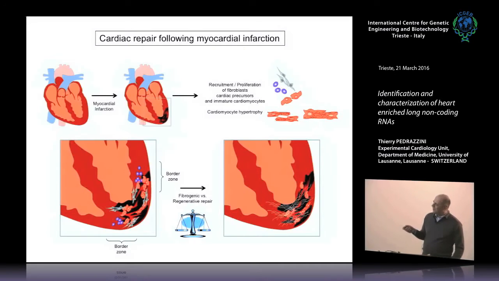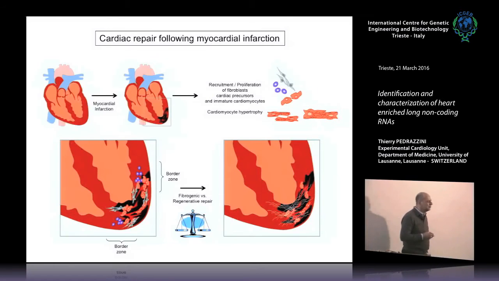And in the heart, you end up with this fibrotic scar that is very detrimental, again, in terms of mortality and morbidity. So the whole idea is to find ways to tip the balance towards something more regenerative. This is the focus of our research, to try to recruit the appropriate cell types, mostly cardiac precursors and immature cardiomyocytes, to create a new muscle in this damaged heart. Okay? That's the extent of what I'm going to tell you about the heart.